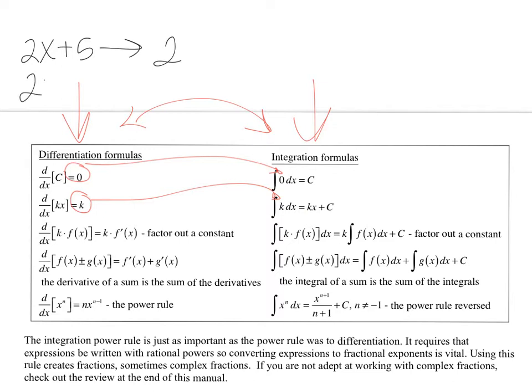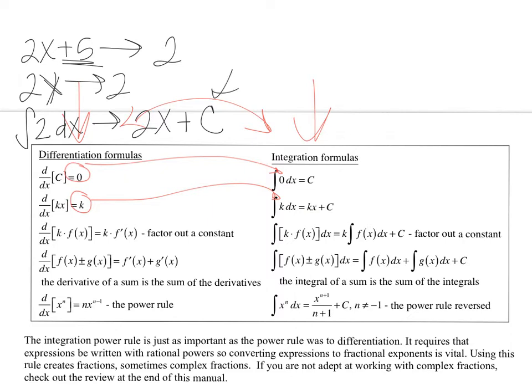So that's the same as the derivative of just 2x. The derivative of 2x is just 2. So when we integrate 2 dx, we know that the integral of 2 dx is 2x, but it could have been 2x plus 5. It could have been 2x plus some kind of constant. We don't know. So plus c.